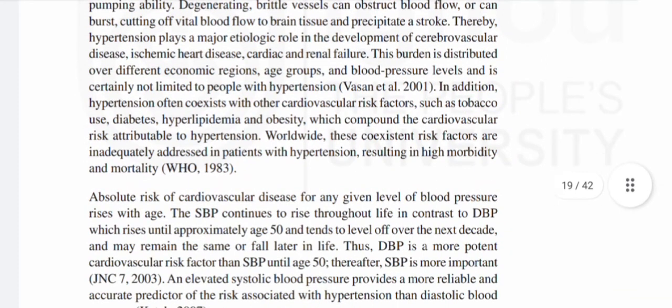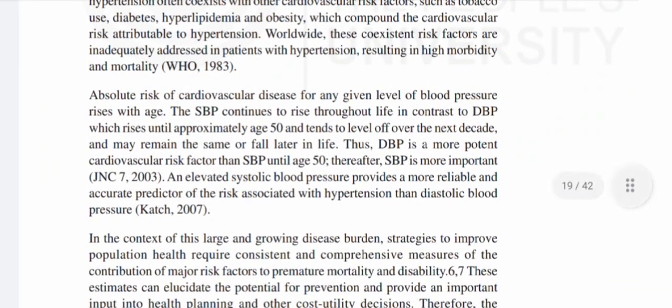WHO 1983. The absolute risk of cardiovascular disease for any given level of blood pressure rises with age. Systolic blood pressure continues to rise throughout life, in contrast to diastolic blood pressure, which rises until approximately age 50 and tends to level off over the next decade and may remain the same or fall later in life. Thus, diastolic blood pressure is a more potent cardiovascular risk factor than systolic blood pressure until age 50. Thereafter, systolic blood pressure is more important.